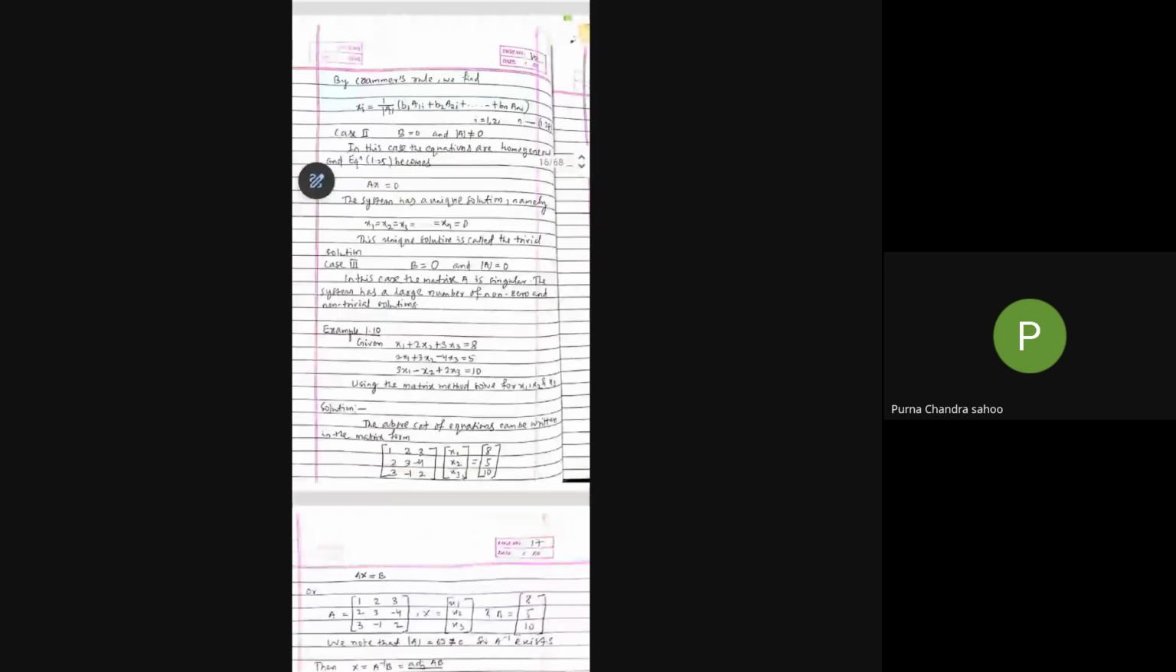Let us have an example. So suppose there are three equations: x1 plus 2x2 plus 3x3 is equal to 8. The second equation is 2x1 plus 3x2 minus 4x3 is equal to 5. The third equation is 3x1 minus x2 plus 2x3 is equal to 10.